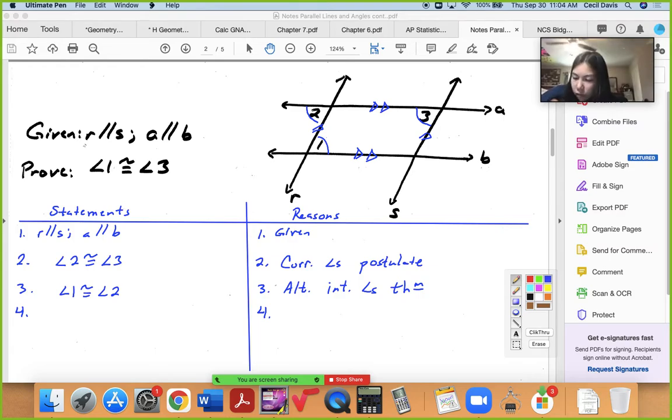Okay, now, if angle 1 is congruent to angle 2, and angle 2 in turn is congruent to angle 3, then what? 3 and 1 are congruent. Yeah, then 1 would have to be congruent to 3, but we need a reason for that. And 1 and 3 aren't any kind of angles, so we can't appeal to that. So we're going to have to use a property. You guys haven't learned these yet, but we're about to learn our first one. This is called the transitive property.